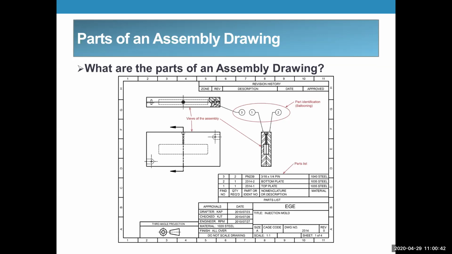So the parts of an assembly drawing, basically just three parts, right? Not parts that make up the assembly, but things that make up the drawing. We need views of the assembly itself. We need ballooning to tell us which are the individual parts, and then we need the parts list to describe those individual parts.